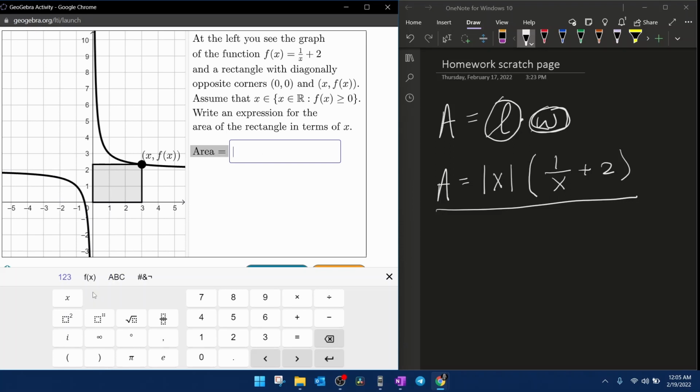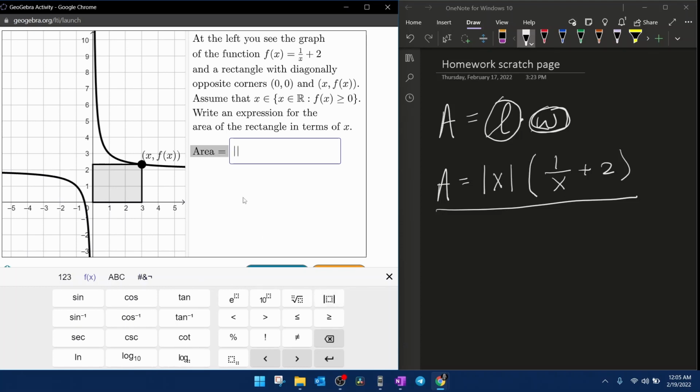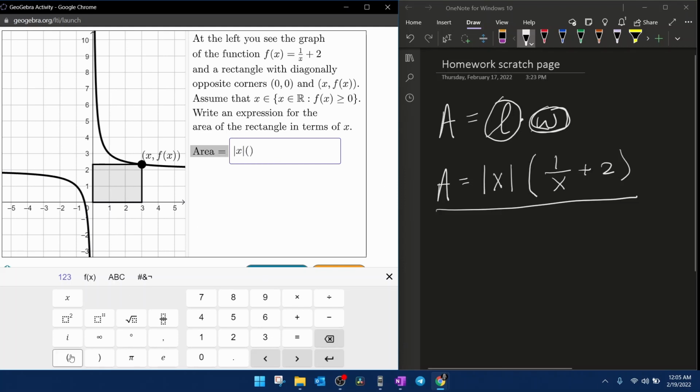So, making sure that we have our keypad open here to input the area, we're going to need absolute value. I do not see that in this window, so we're going to try the next tool block, f of x, and there it is. There's our absolute value of x. Again, we're going to need to go back to the 1, 2, 3 to get x. We're going to need to move over. We need an open parenthesis.